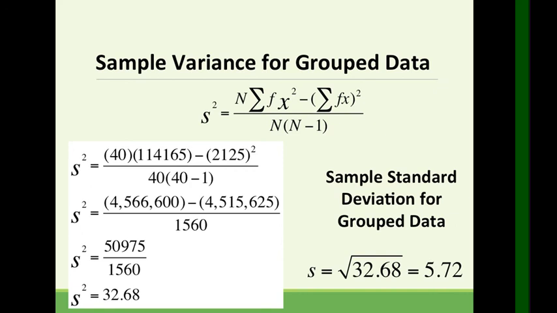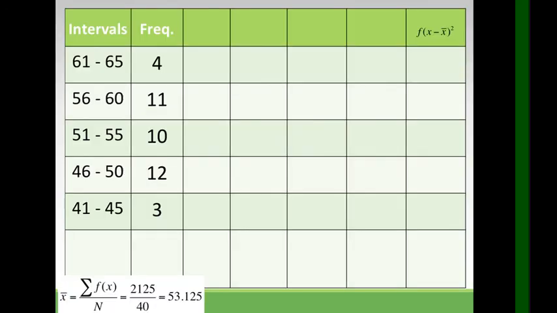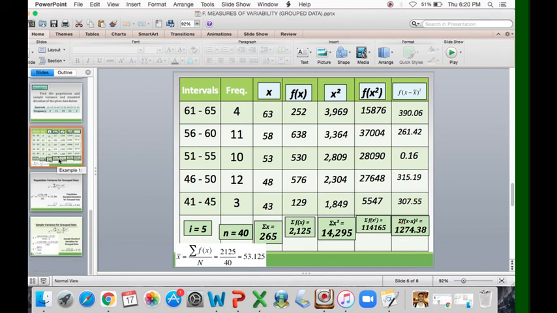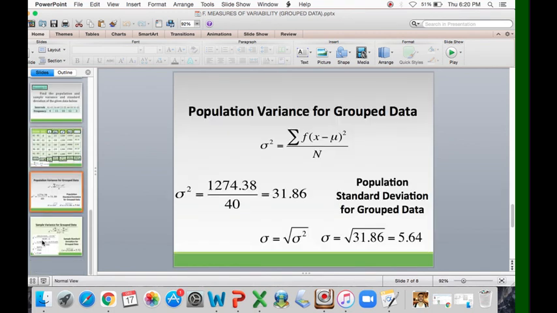Okay, para saan ba yung pagkuha ng variance? Again, ang pagkuha ng variance ay para makita natin yung layo ng bawat score sa mean ng ating group data. Okay? So, ganun ang purpose ng pagkuha ng population variance and sample variance.